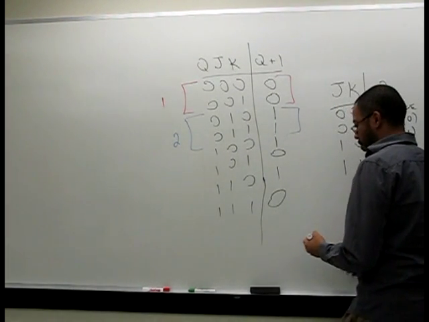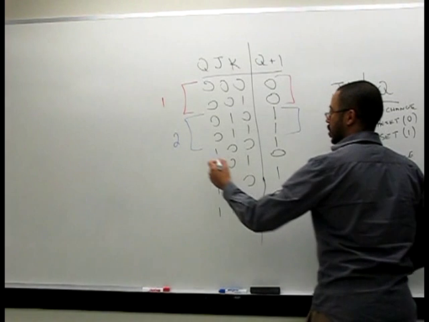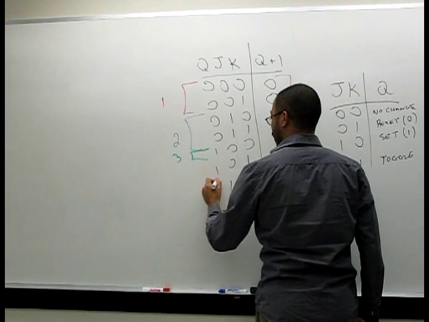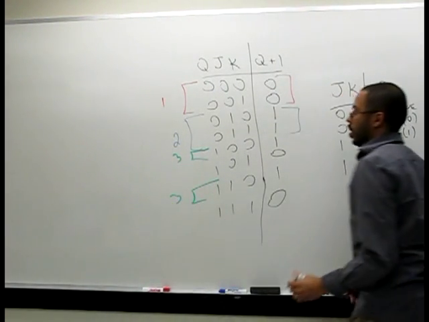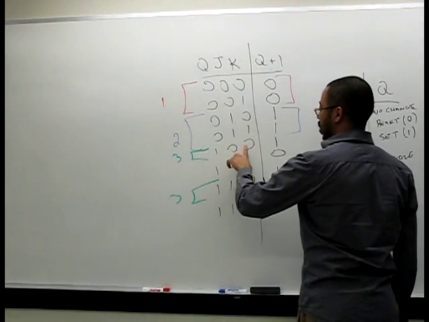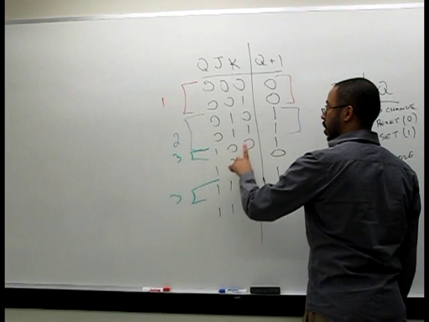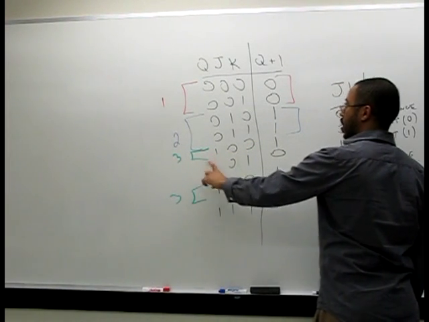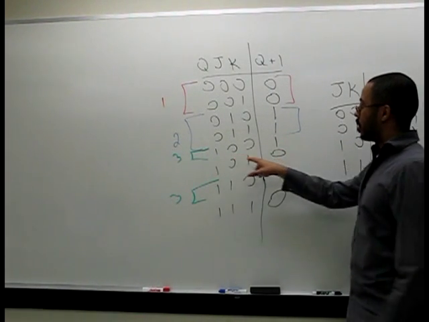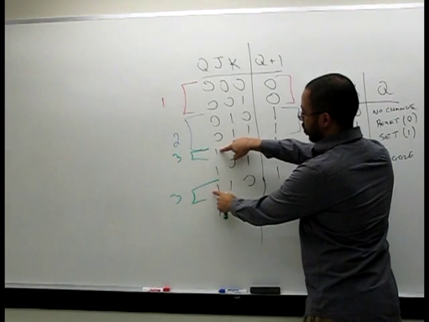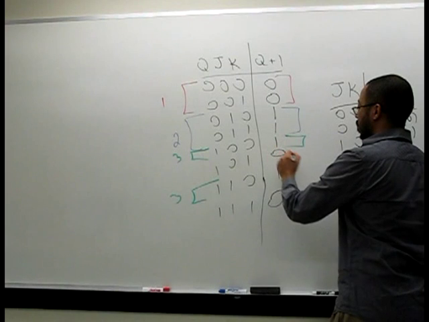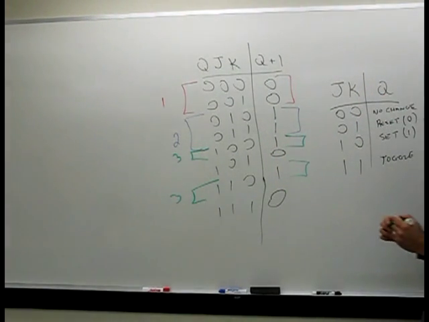Alright, statement number 3, I'll use green for this. I have to steal from a couple places. Let's take it from here and from here. Statement number 3 I'm going to say is as long as K is 0 and Q is 1, Q after the pulse will stay a 1. It will not change. So K is 0, Q is 1 before the pulse, it's a 1 after the pulse. So that's true with those two statements.